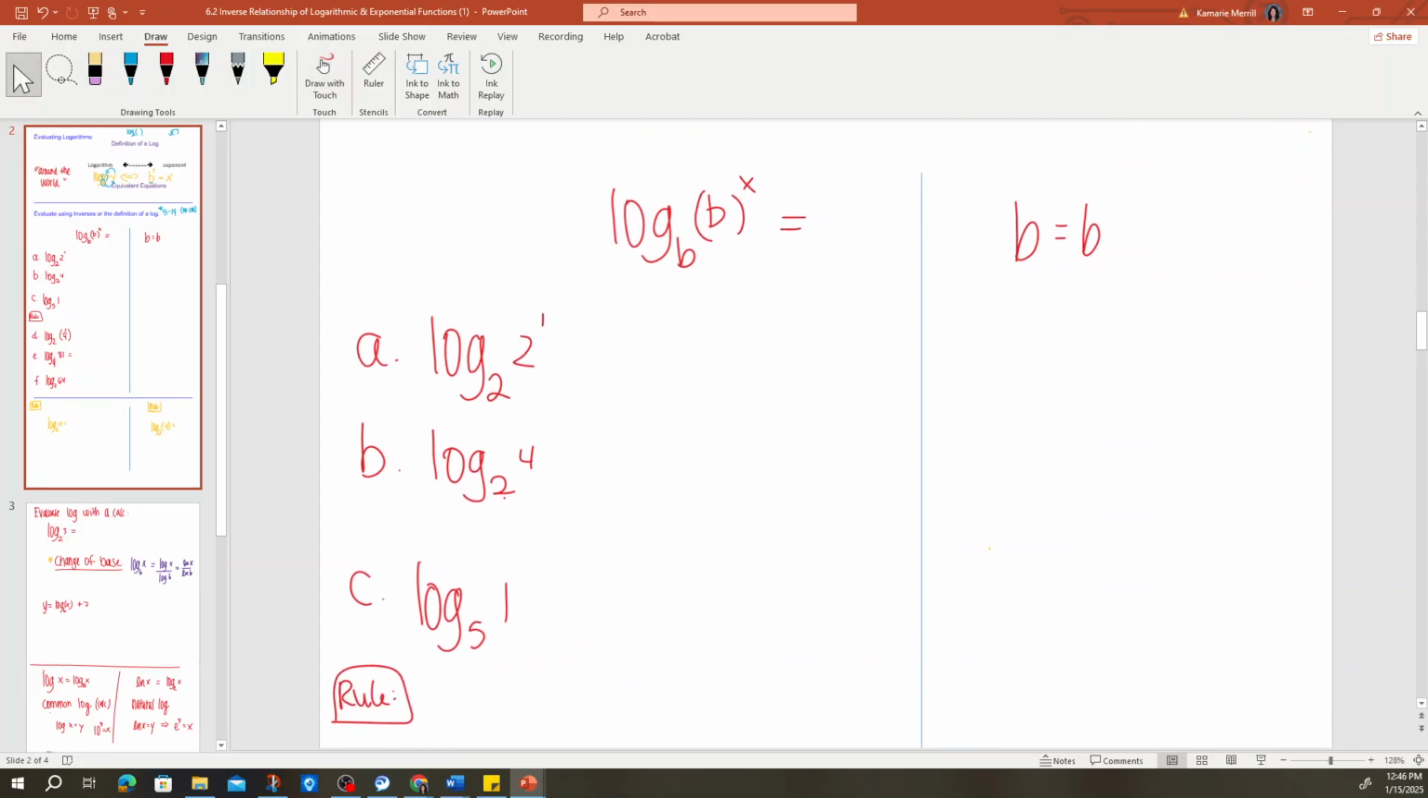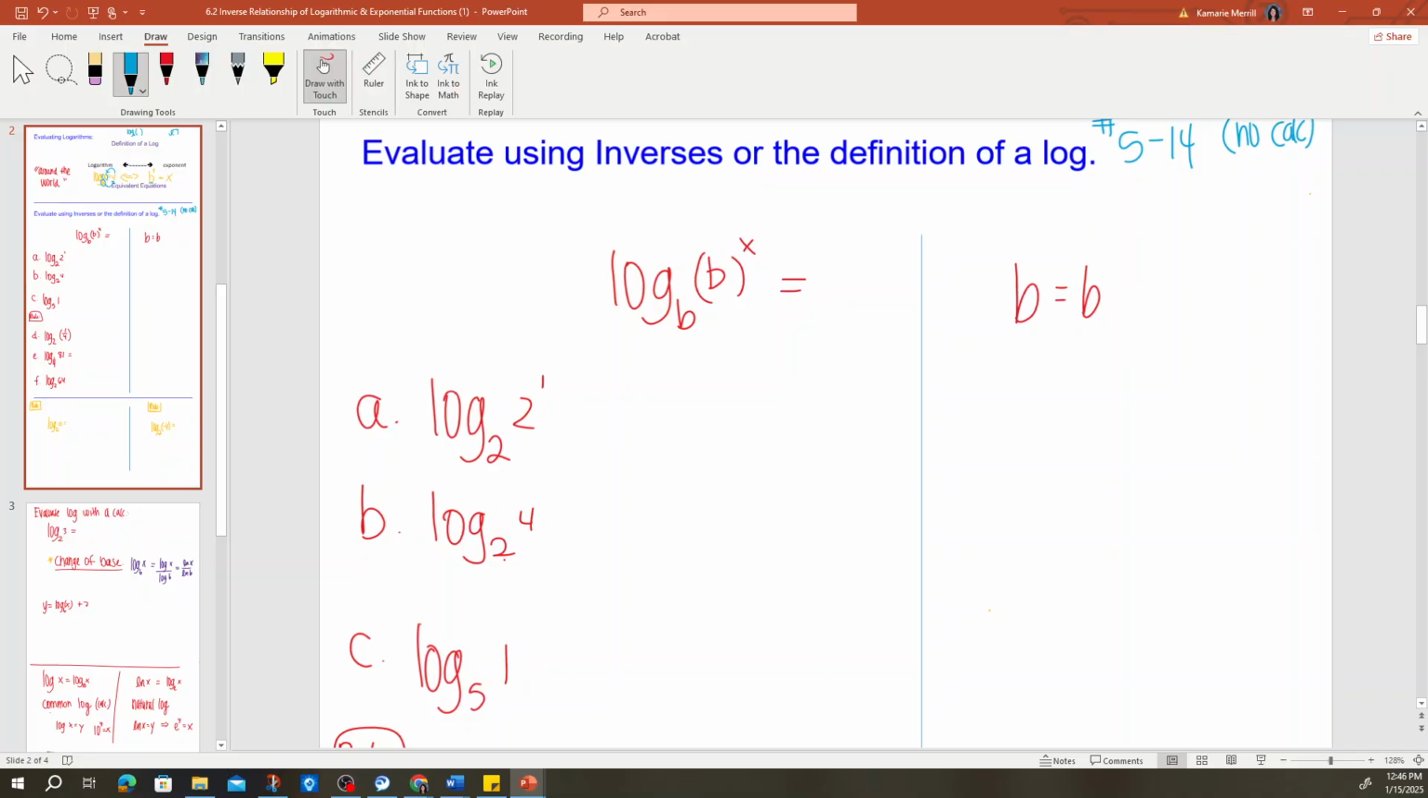All right, let's do this. This is actually kind of fun. I know that you guys probably won't like it at first, but I promise it comes. You guys are either going to use inverses to solve these, or you can choose the definition of a log we just taught you to solve these.